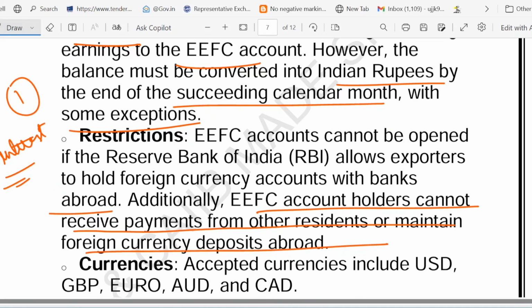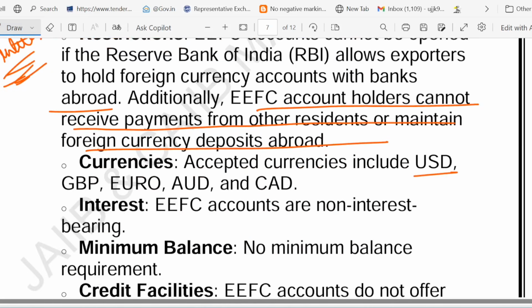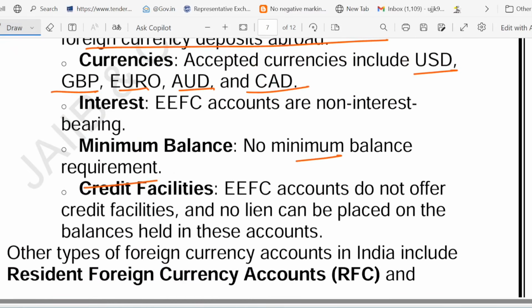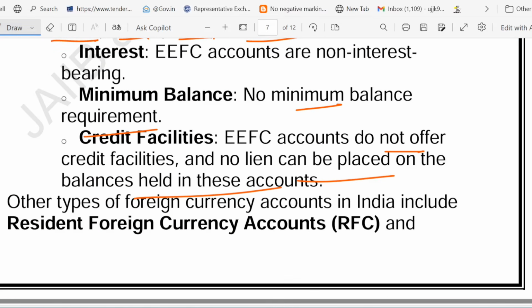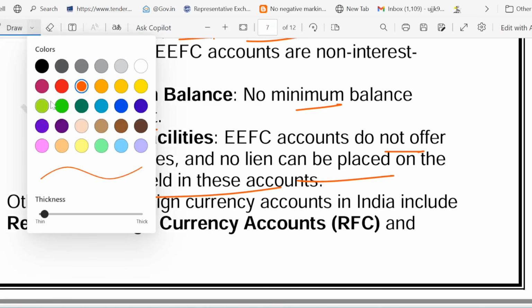So what are the restrictions? First restriction is that you have to convert the foreign currency into Indian rupees by the end of the succeeding calendar month. Second point, I told you that EEFC account cannot receive payment from other resident, and no interest. You will not receive any interest. No loan or credit against this account. And what are the currency allowed? Yes, dollar, Great Britain pound, euro, Australian dollar, and Canadian dollar. Bonus perk is that no minimum balance requirement. Yes, this is a good thing, right? No credit facility. It does not offer any kind of credit facility. So I hope every aspect about EEFC account is clear.